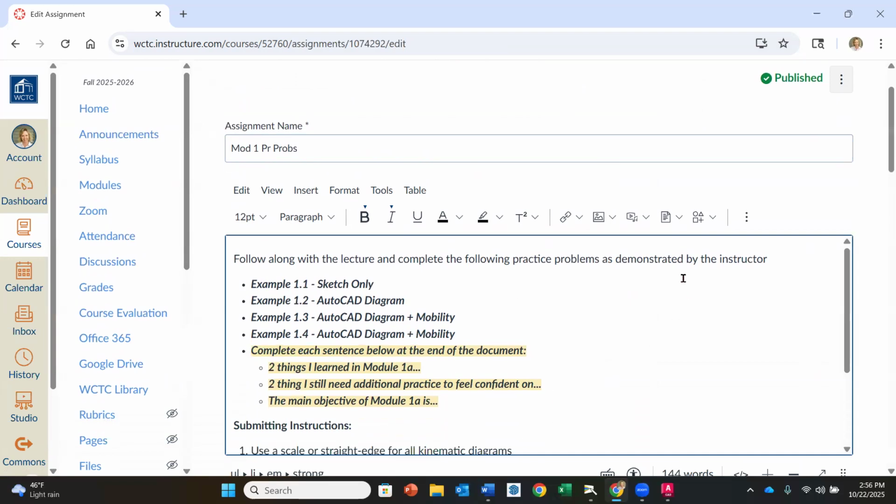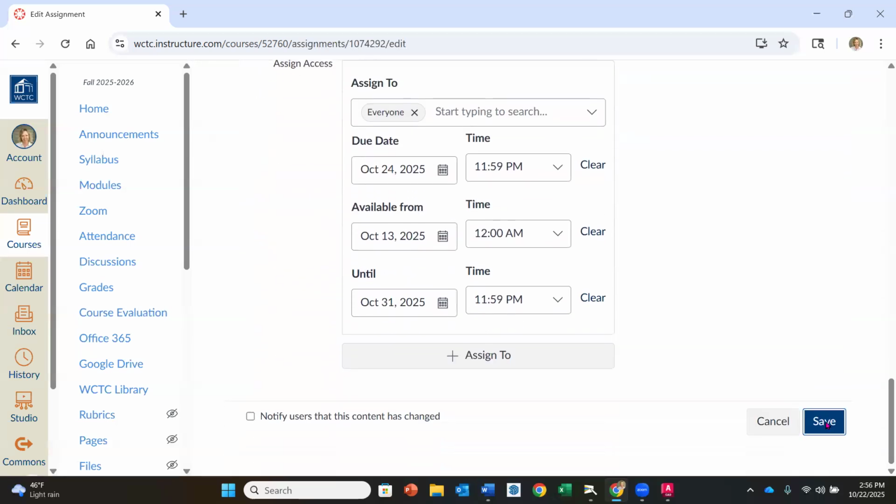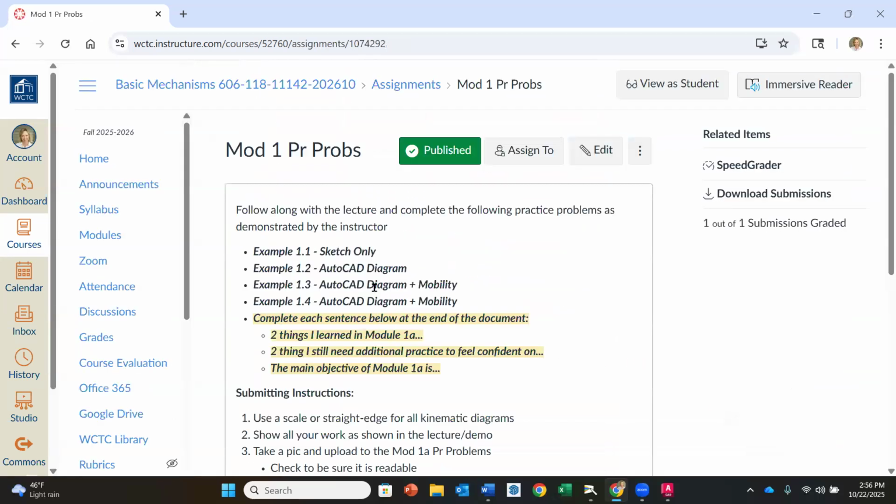We did sketch only for 1.1. You just save this so that you guys can see it. Okay. Sketch only for 1.1. The AutoCAD diagram only for 1.2. This is the vice grips, okay? And then AutoCAD and mobility equation for 1.3. That was the second toggle clamp that we looked at. And then the AutoCAD diagram and mobility for 1.4, which was the can crusher that we just looked at.